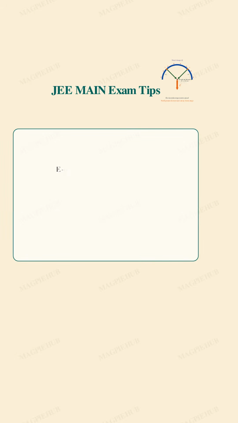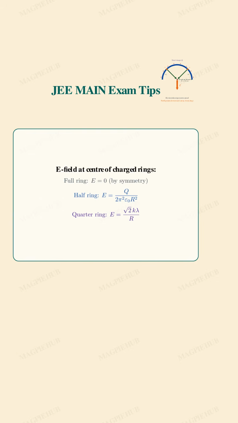JEE exam tip, for continuous charge distributions, remember these key electric field formulas. For a full ring, E at the center is 0 by symmetry. For a semicircular ring, E equals Q over 2 pi squared epsilon naught r squared. For a quarter ring, E equals root 2 times k lambda over r. Always use symmetry to cancel out components.